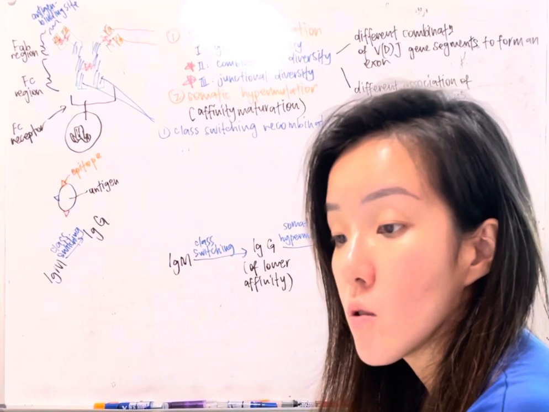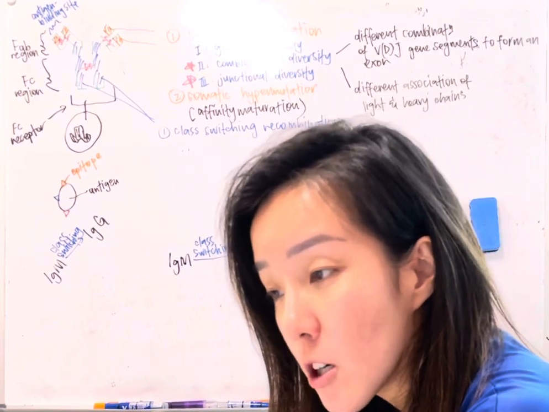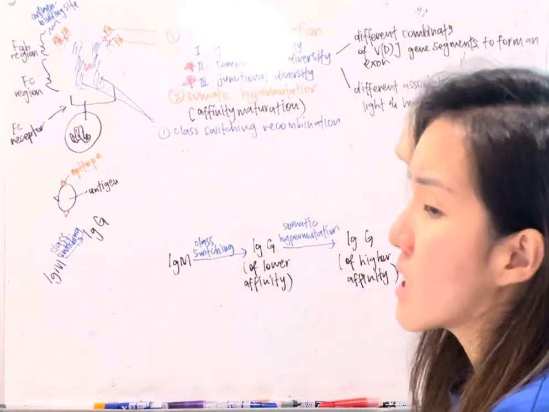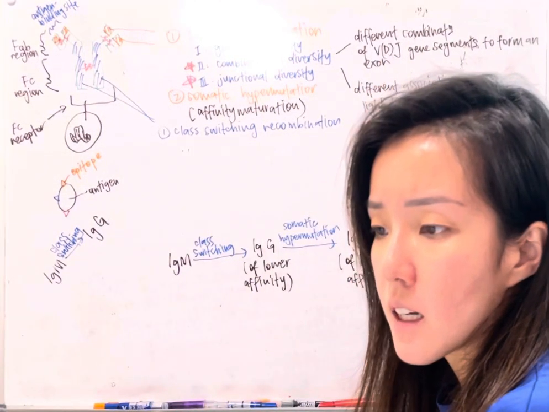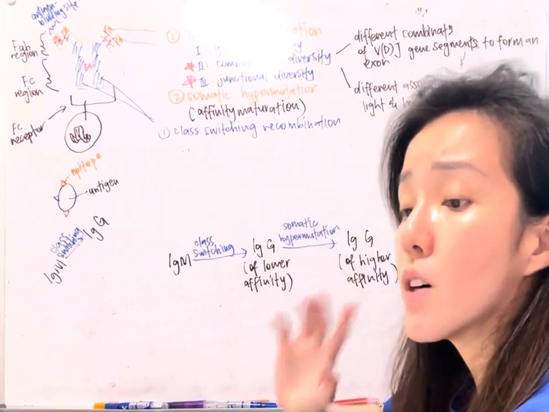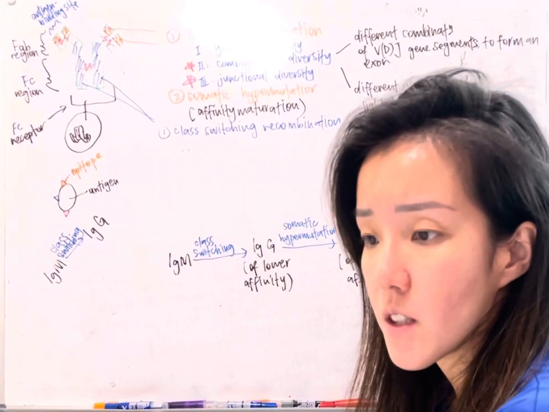Next one, you also can tell me, do you see they must write the word combinatorial? So highlight combinatorial diversity. Combinatorial diversity, please always specify. And then they have association of different light and heavy chains, which will further increase combinatorial diversity.